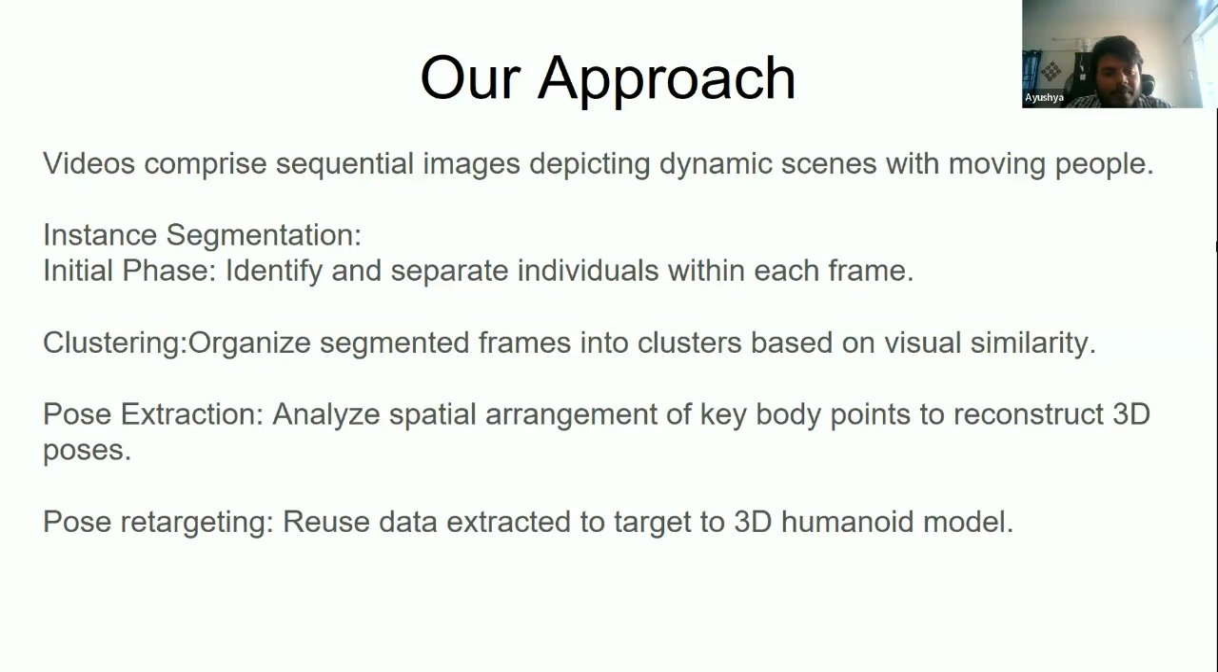In our next step, we do pose extraction of each of these segmented frames and generate 3D movement from those extracted images. So we analyze the spatial arrangement of key body points of each of these frames, which are already clustered. At the end of this step, we have a 3D motion available to us. And for the last step, we use retargeting, where we use a 3D humanoid model to retarget the 3D data that we have captured and make animations from it. I'll go into detail on all of these steps, and I think that would give much more clarity.